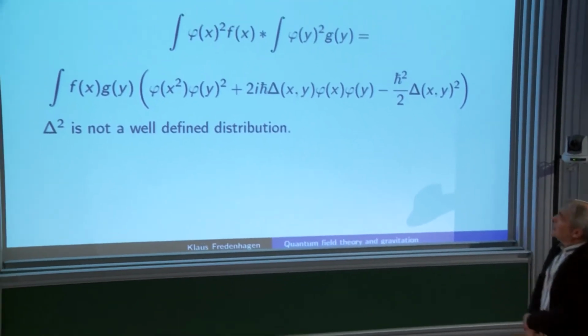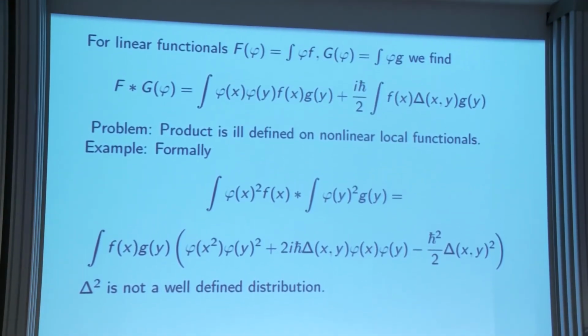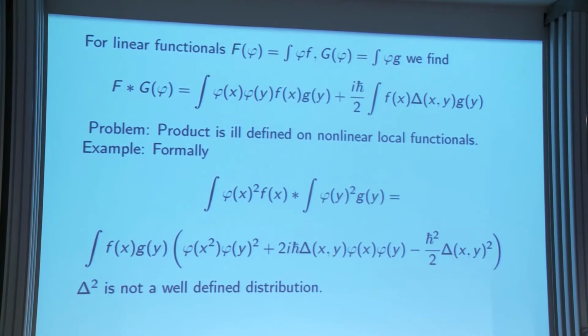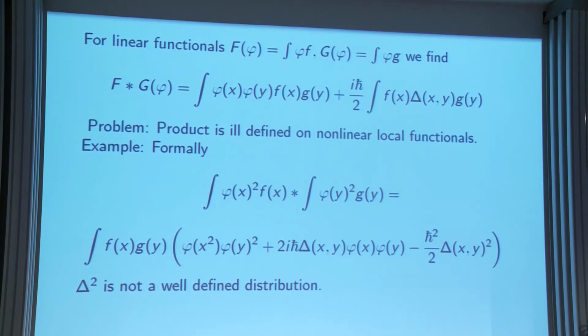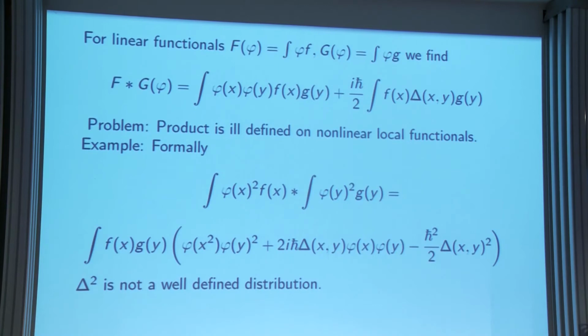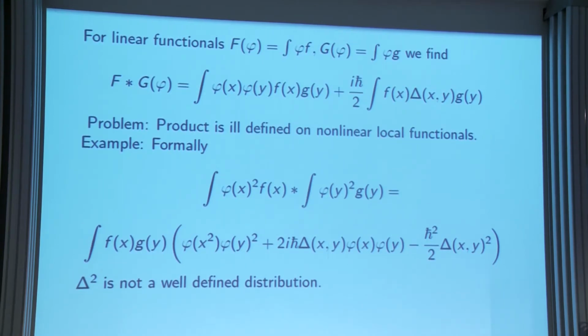So let me describe it in the case of a linear functional. Then the star product is just the classical product plus, in first order in H bar, a term I times half of the commutator. Now, what is bad with this Wien-Moyal product in quantum field theory?